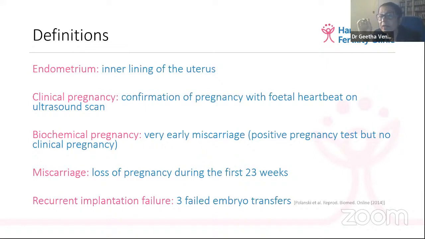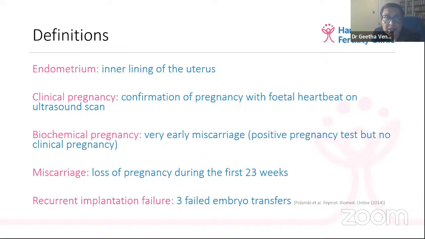So that means someone has got positive pregnancy test, but before they come to the stage of scan, they start bleeding. Or if you are measuring the beta HCG levels, it's a good level to start with or positive level, and then it starts going down. That's called biochemical pregnancy. And miscarriage is loss of pregnancy in the first 24 weeks. It can be any time. When it happens in the first 12 weeks, it's first trimester miscarriage, and then it is second trimester miscarriage or late miscarriage.